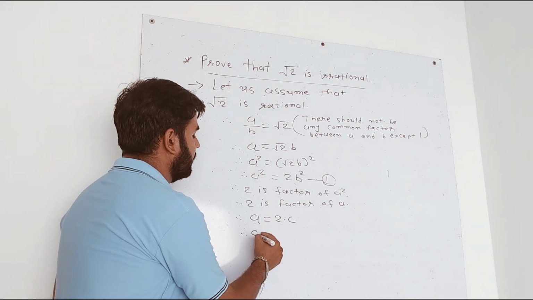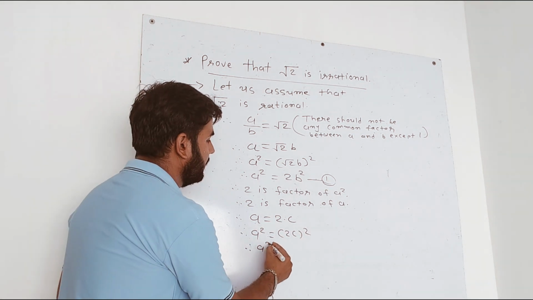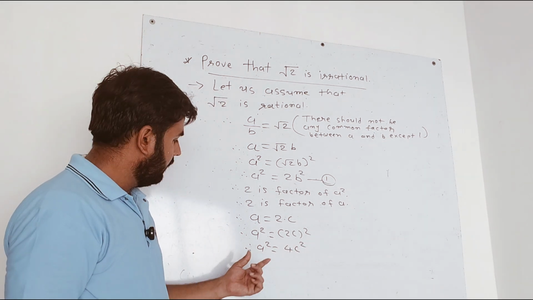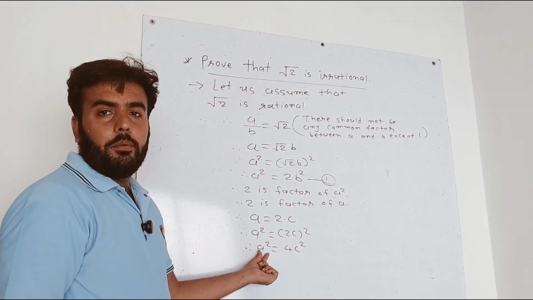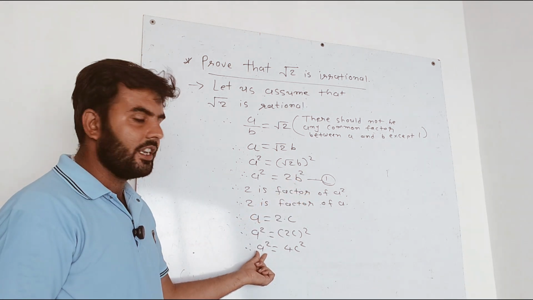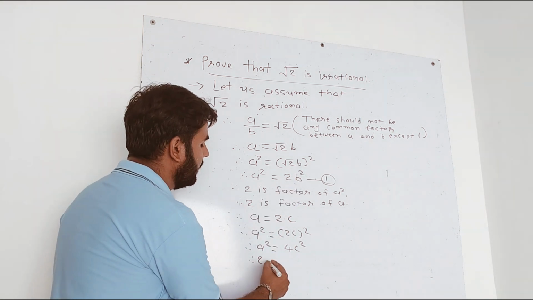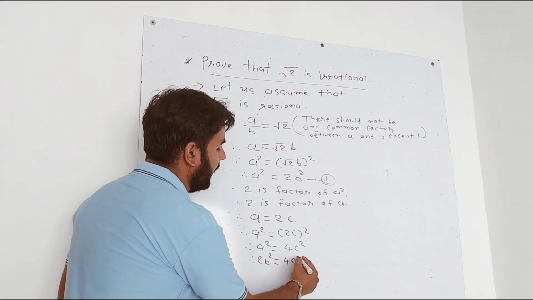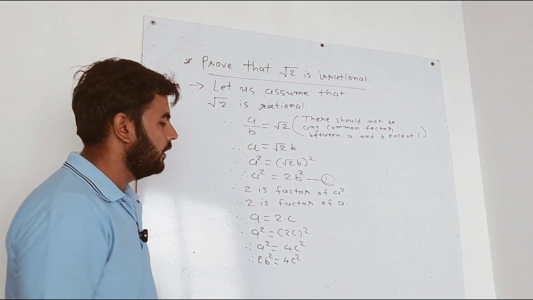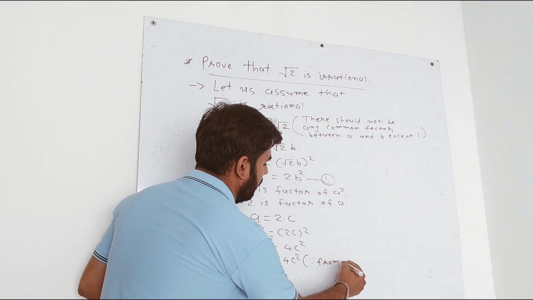Again, making square on both sides, a square is equal to 2c whole square. Therefore, a square is equal to 4c square. Now, the value of a square from equation 1 is 2b square. So here in this expression, in place of a square, I can put 2b square. Therefore, 2b square is equal to 4c square. I am citing in bracket that I have taken this value from equation 1. So I am writing here because from equation 1.